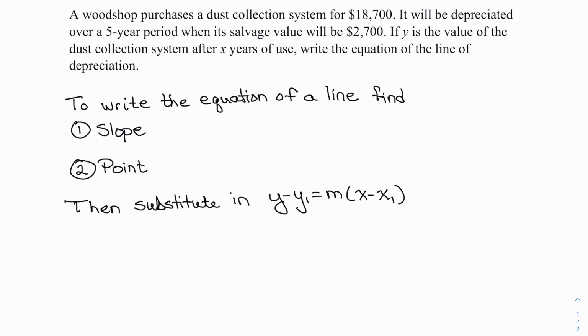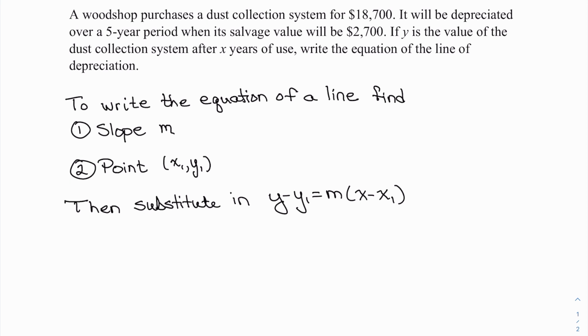So whenever we want to write the equation of a line in any situation, we need to find the slope, we need to find a point, and then we run that information through y minus y sub 1 equals m times x minus x sub 1, the point slope form. And remember, notation-wise, the slope is often designated m. Our point we can designate as x sub 1, y sub 1, and that can be any point on the line.